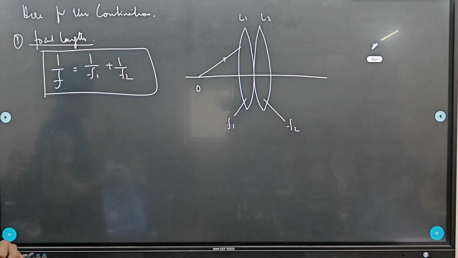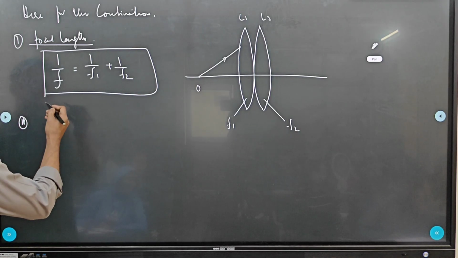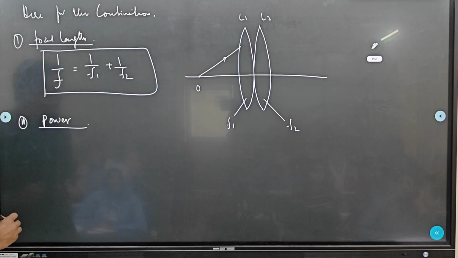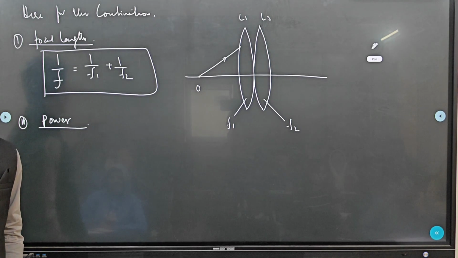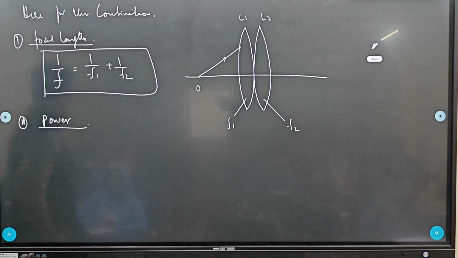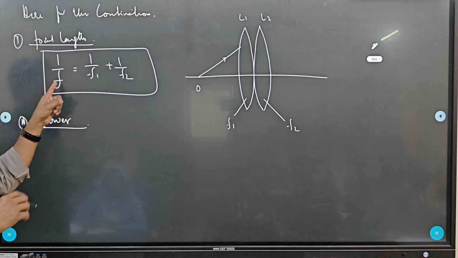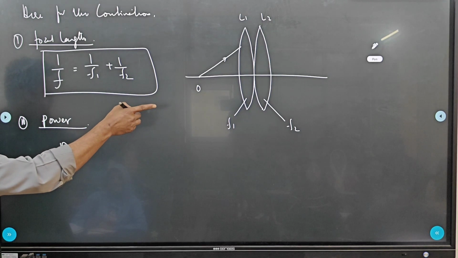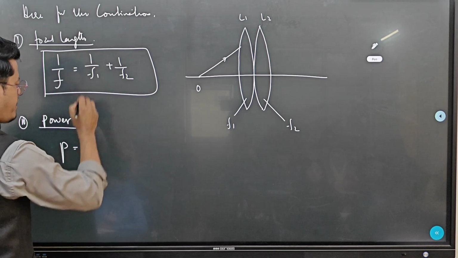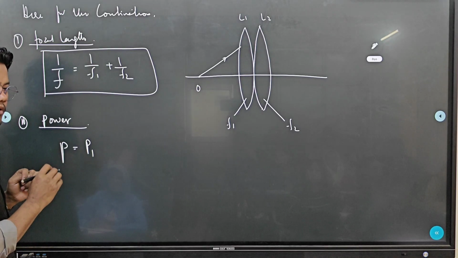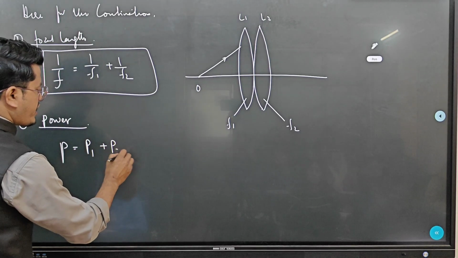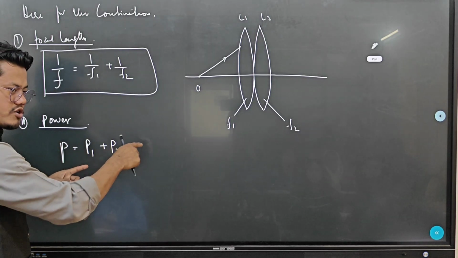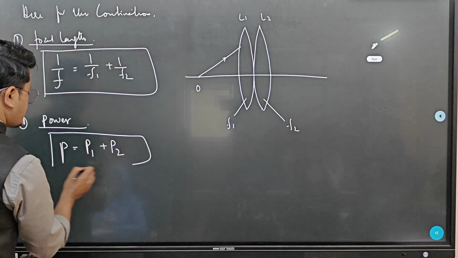Got it? Now number 2, if the question asks you to find the power of the entire combination, then in terms of power, we know very well that power is the reciprocal of focal length. Here f is the focal length of the entire system, right? Then 1 by f will give you the power of the system. P is equal to 1 by f1 plus 1 by f2. In place of 1 by f1, can I write p1? 1 by f2, can I write p2? If I combine n number of lenses, then P equals p1 plus p2 plus ... plus pn. Got it? This is in terms of power.